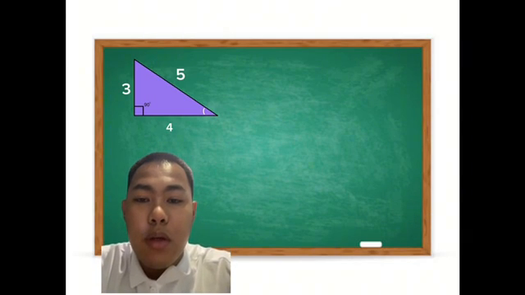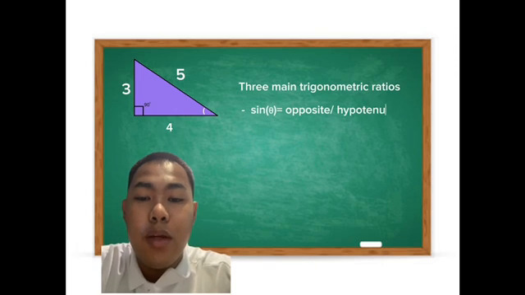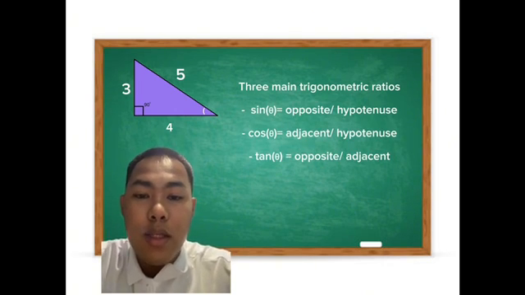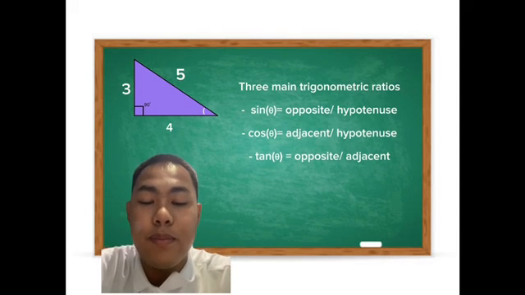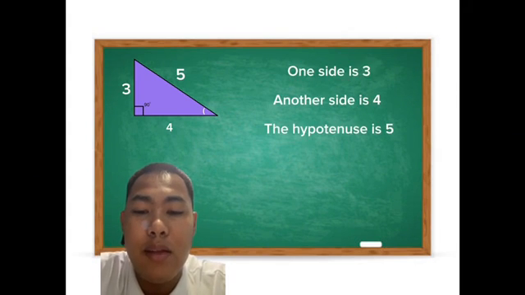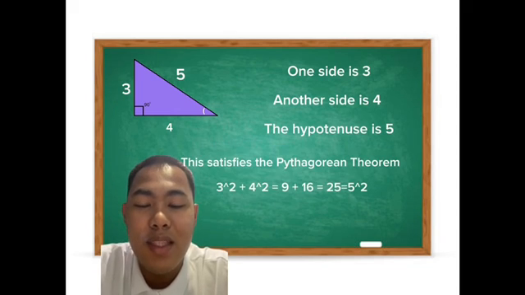Trigonometric ratios relate the angles of a right-angled triangle to the lengths of its sides. There are three main trigonometric ratios: sine theta, cosine theta, and tangent theta. As we can see, we are given a right-angled triangle with the following lengths. One side is 3, another side is 4, and the hypotenuse is 5. This satisfies the Pythagorean theorem.